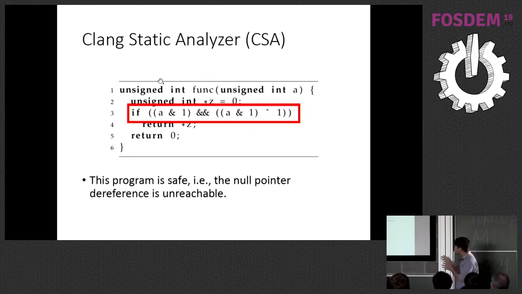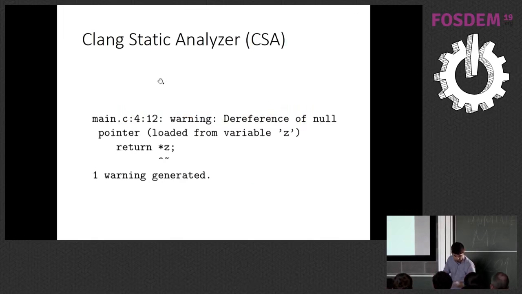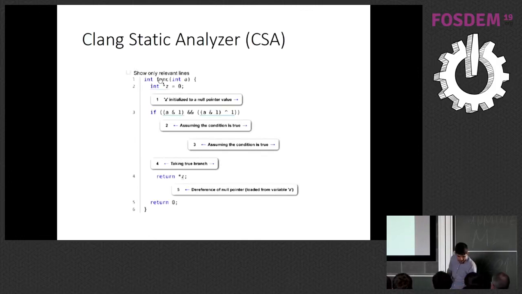This is a very small example where Clang, when analyzing it, doesn't support bitwise operations. So it just assumes that this condition might be true, and then it reports the bug. If you run the Clang static analyzer, you get a null pointer dereference at line 4, column 12. And it also generates this nice HTML report for you.